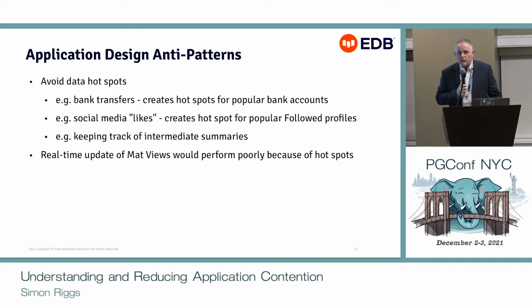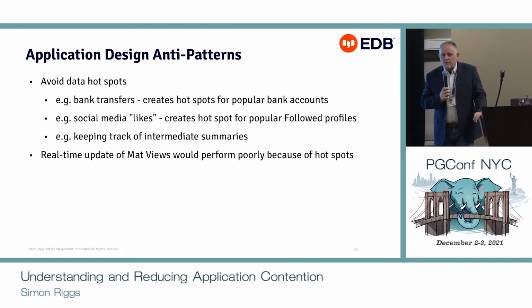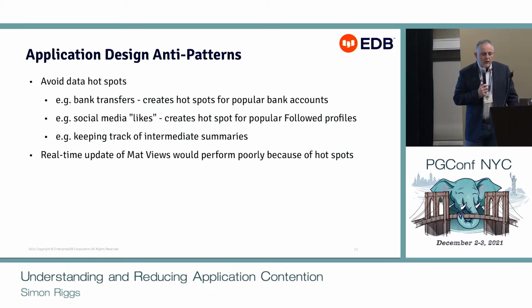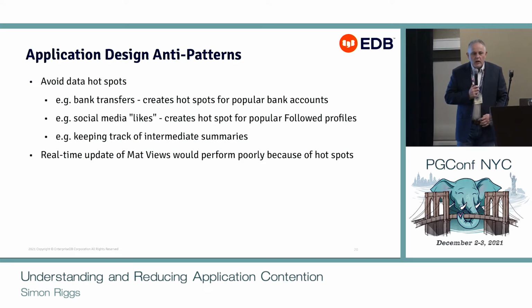Social media, for example: obviously if there are really seriously famous people with hundreds of millions of followers, if they do anything, then that is going to cause a huge hotspot on those individual records. Another situation is where you're keeping track of a summary total. So every time someone does a transaction, you add up a total of the effects of the individual transactions. Again, that really, really doesn't work.